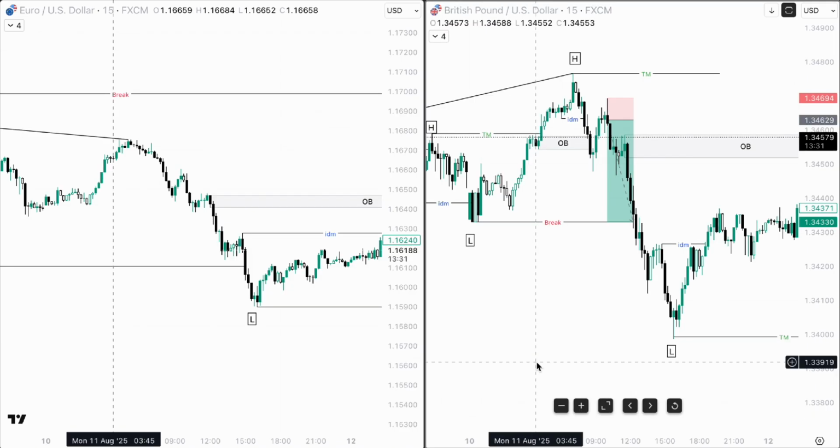Moving on from theory to practice, how do we use SMT to our advantage to find the best trades and the most likely reversals in the market?